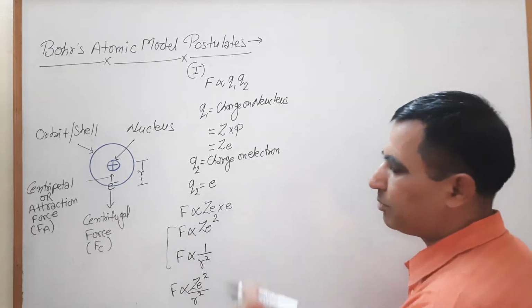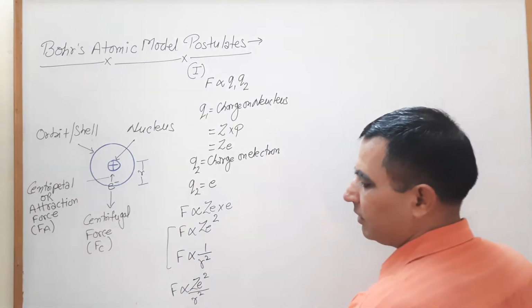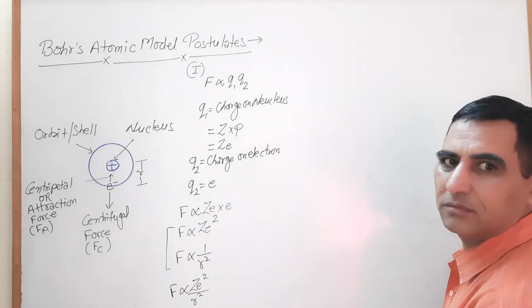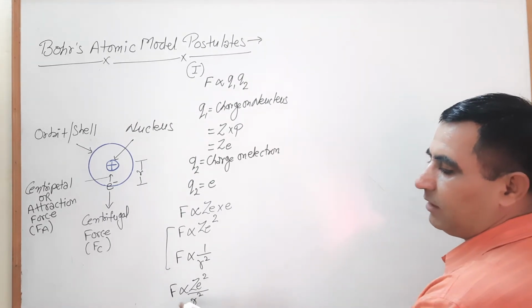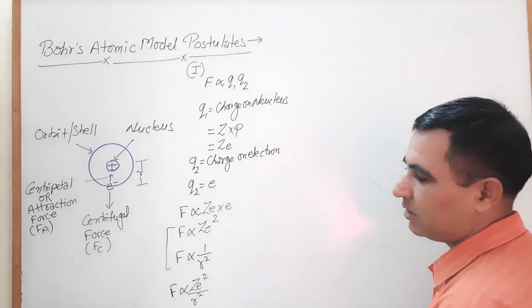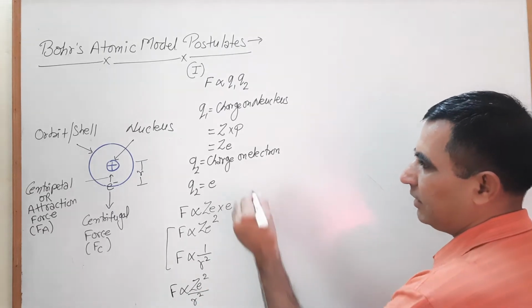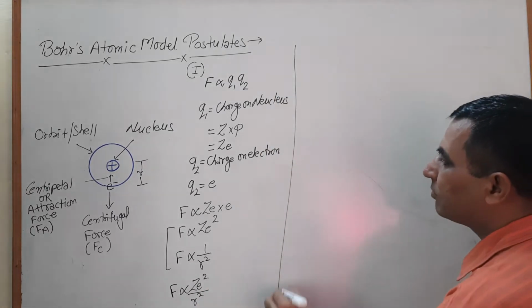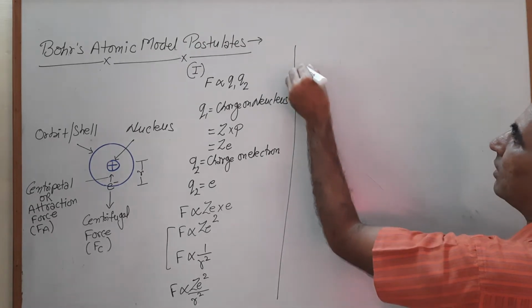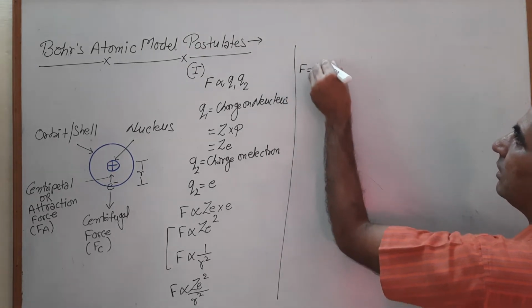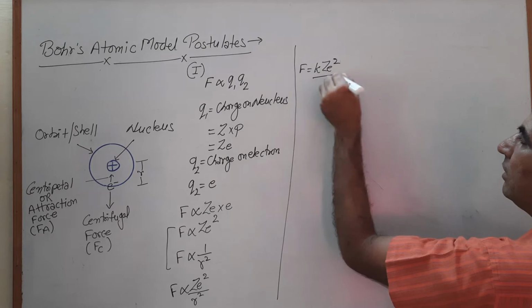When we eliminate the proportional sign, replacing it with an equals sign, a constant comes in. Let that constant be K. F is equal to K ZE square by R square.